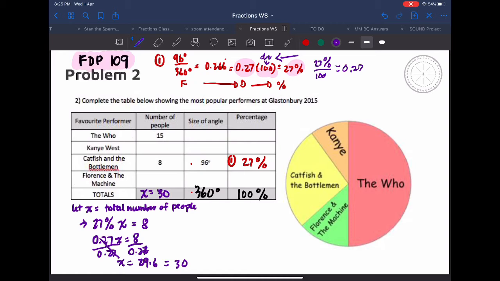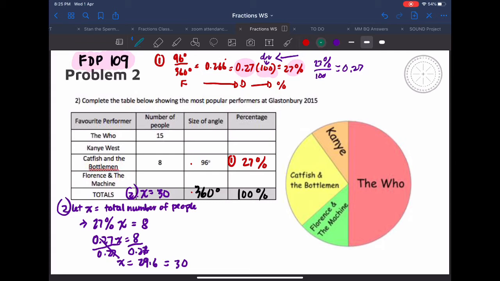That means 30 people voted for the most popular performers. Now, since we have the total here, can we calculate the size of the angle and the percentage for the Who? Yes, you can, because you have the whole already, and you can make another fraction. So this is step 2. This is how you get that.